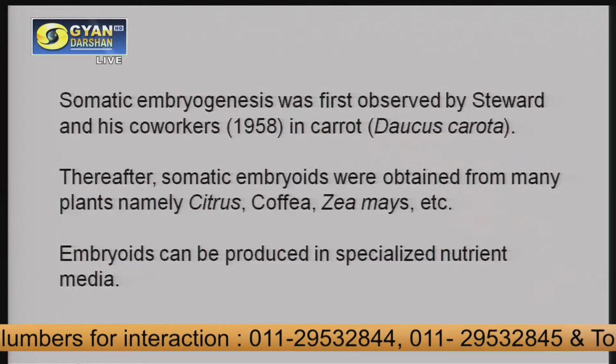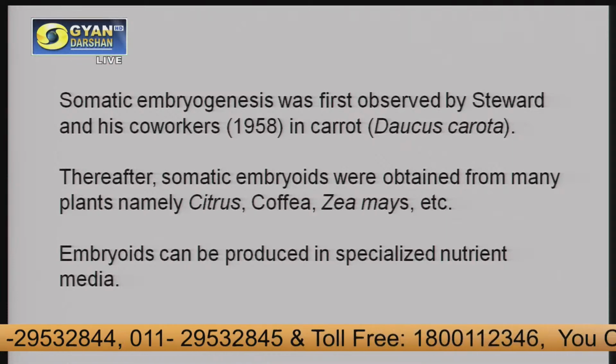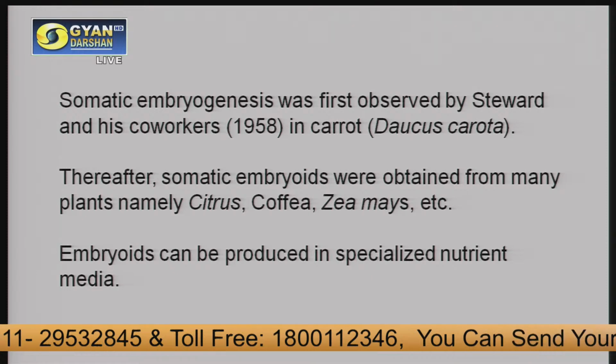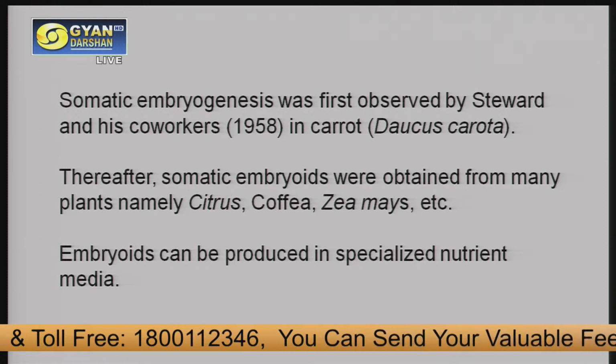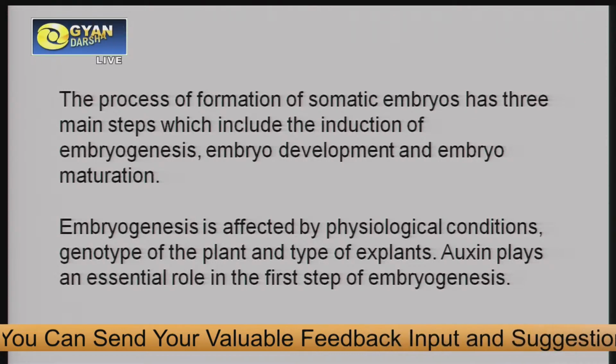So this was first done in carrot, Daucus carota, by Stewart and co-workers, and later on it has been done with other plant species as well: citrus, coffee, Zea mays, etc. So the process of somatic embryogenesis has three main steps.